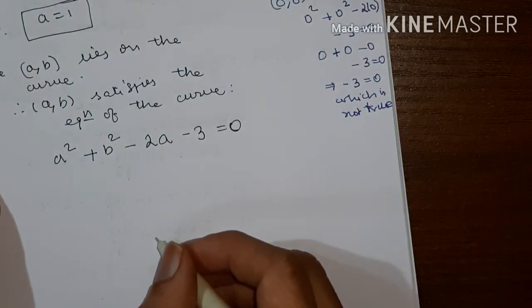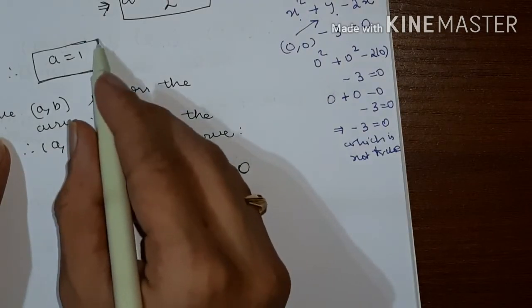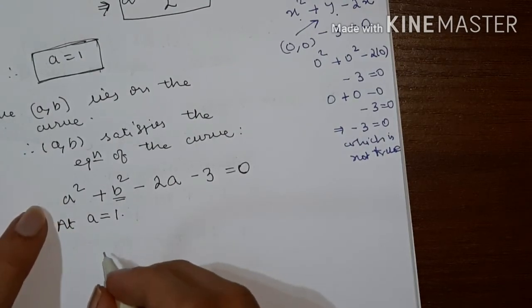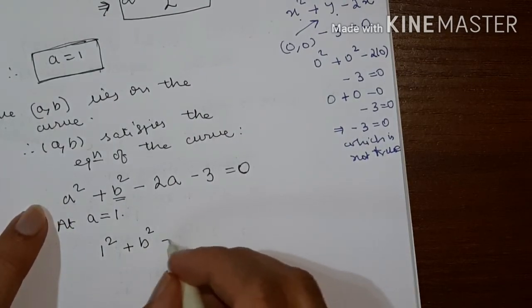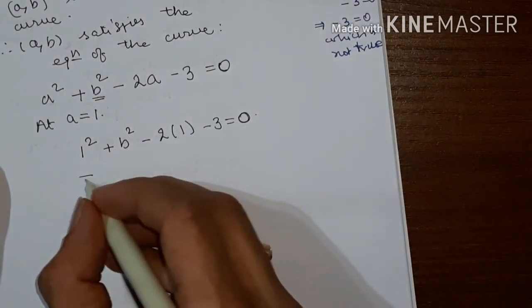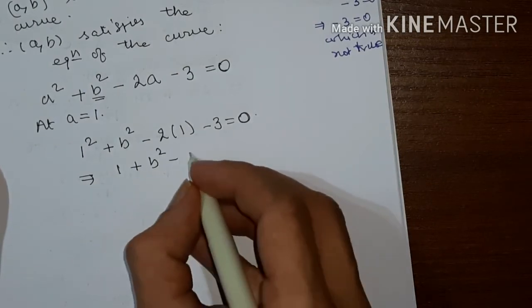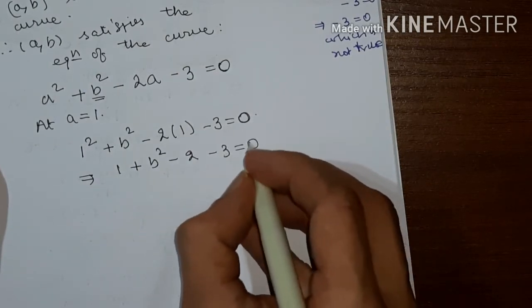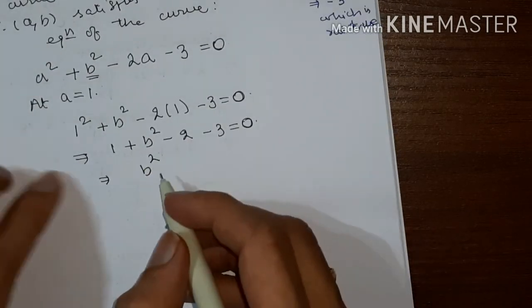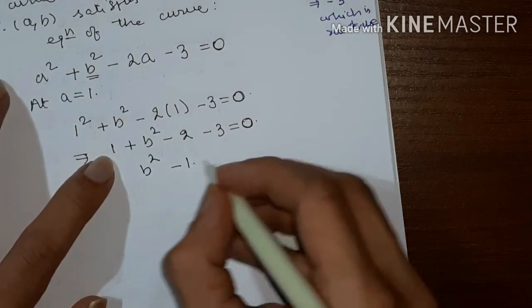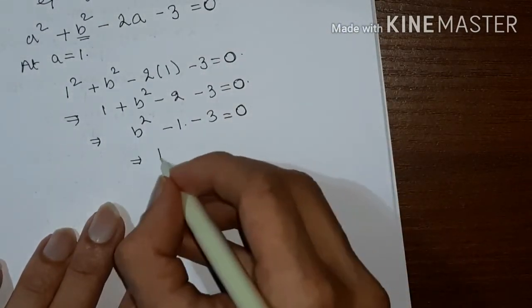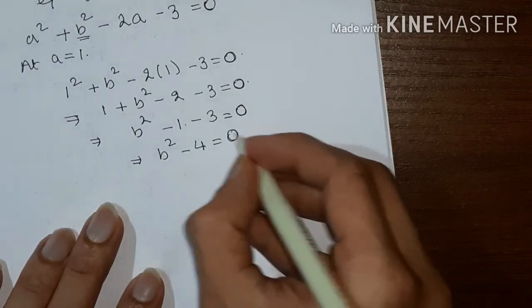Okay, so now what we have is the value of a as 1. So at a equal to 1, let us find out what will be b. So 1 square plus b square minus 2 multiplied by 1 minus 3 equal to 0, right? So that means 1 plus b square minus 2 minus 3 equal to 0, right? So that means b square, 1 minus 2 is what? Minus 1, and this is minus 3 equal to 0. So b square minus 4 is equal to 0 we will get.